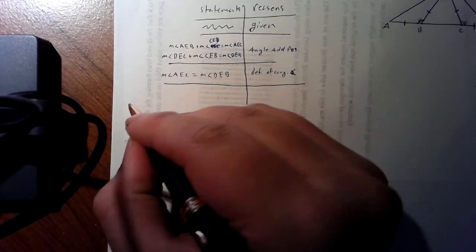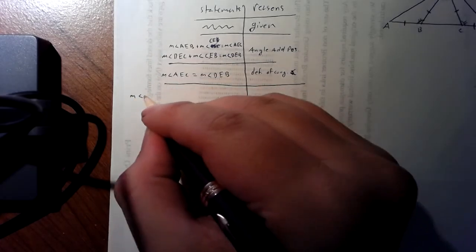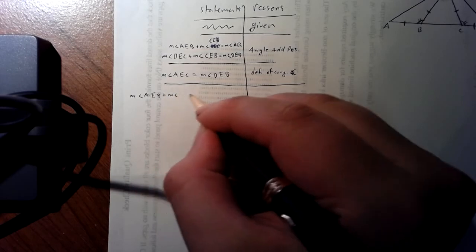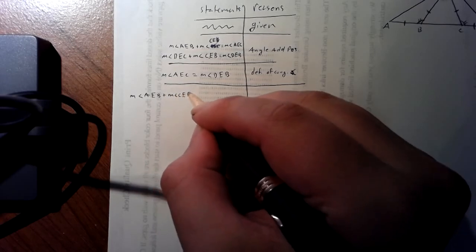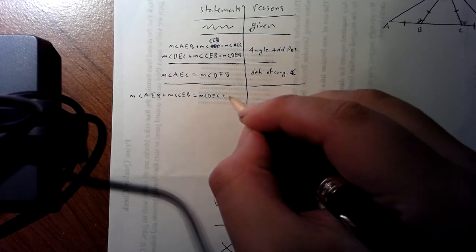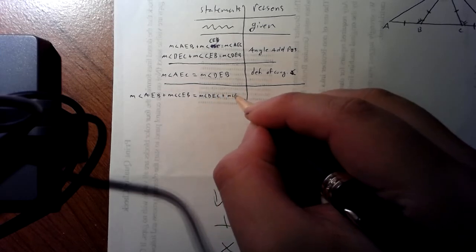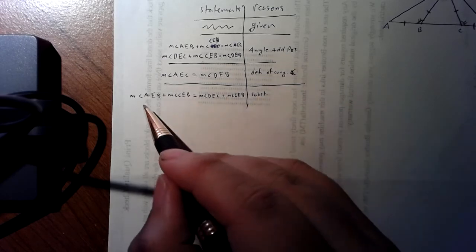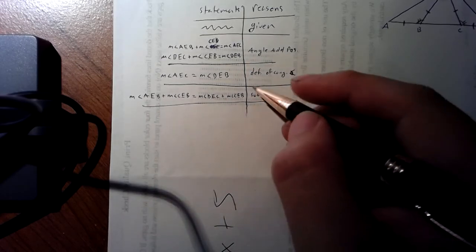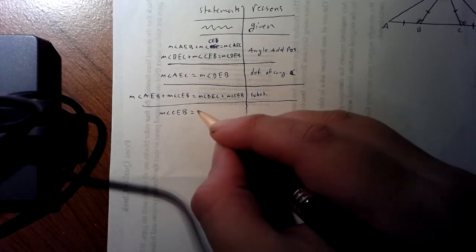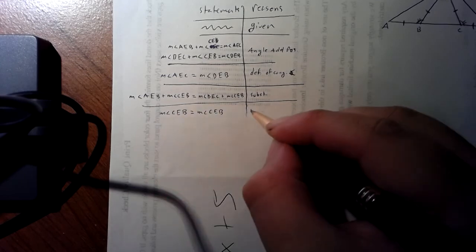This means that we can write measure of angle AEB plus measure of angle CEB is equal to measure of angle DEC plus measure of angle CEB. This is the substitution property. Now that we have that, we can use the reflexive property to state that measure of angle CEB is equal to measure of angle CEB. This is reflexive.